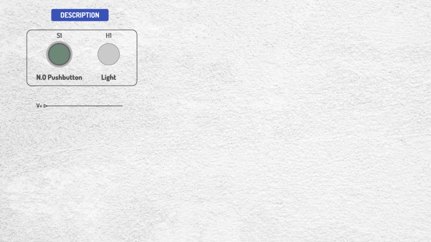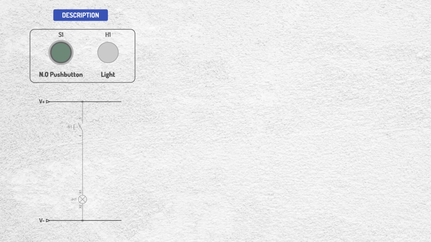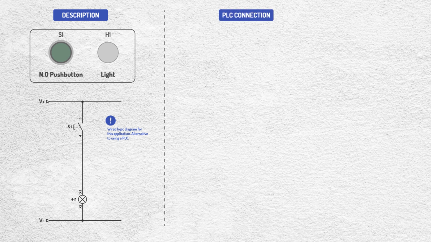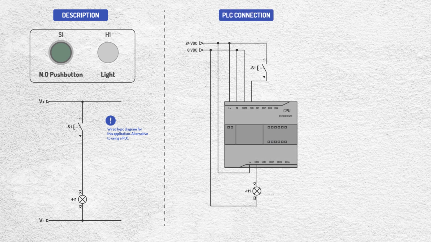If this application were done using only electrical wiring, the circuit would be very simple. You press the push button, the light turns on, you release the push button, and the light turns off. Now, we will do the same using a PLC.